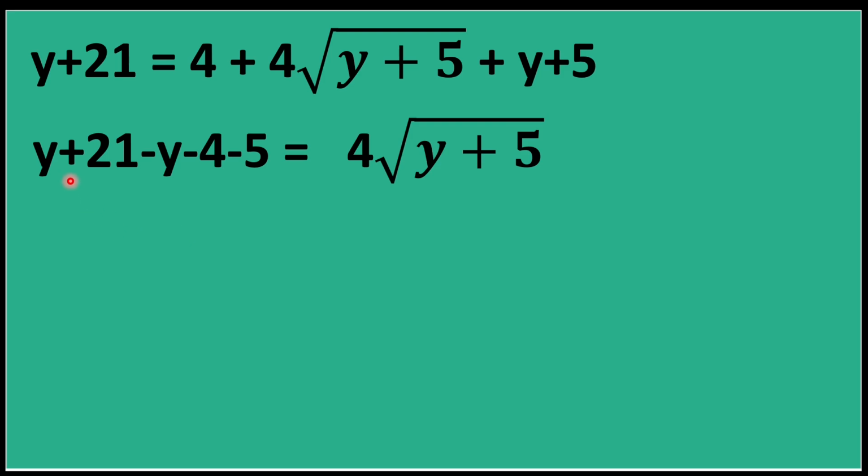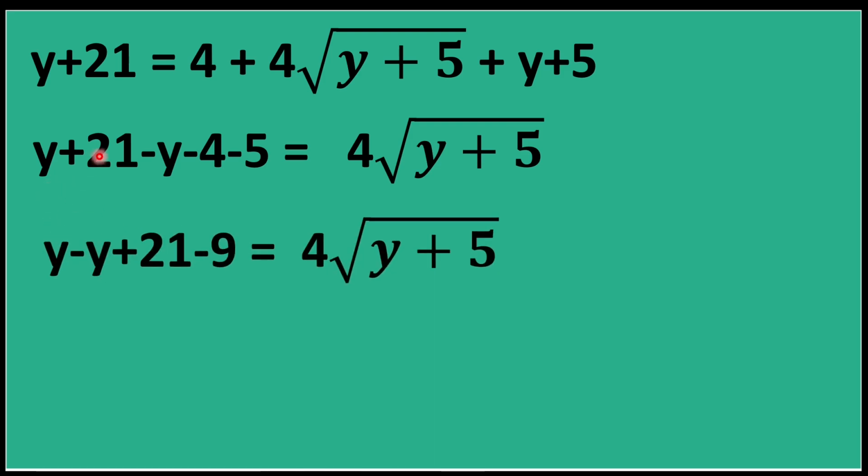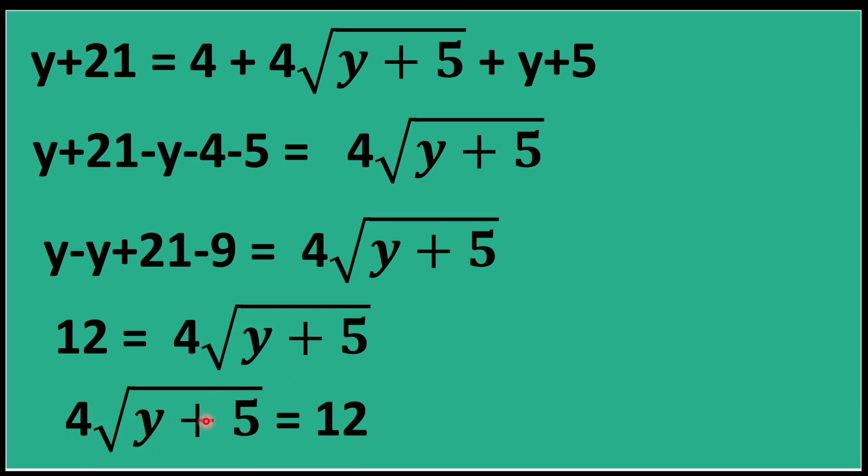So now we will rearrange this equation. So it will become y minus y and 21 minus 4 minus 5, equal to 4 times square root of y plus 5. Now this y will cancel this y. So 21 minus 9 equal to 12. Overall this equation is 12 equal to 4 times square root of y plus 5, and we can rearrange it like this: 4 times square root of y plus 5 equal to 12.